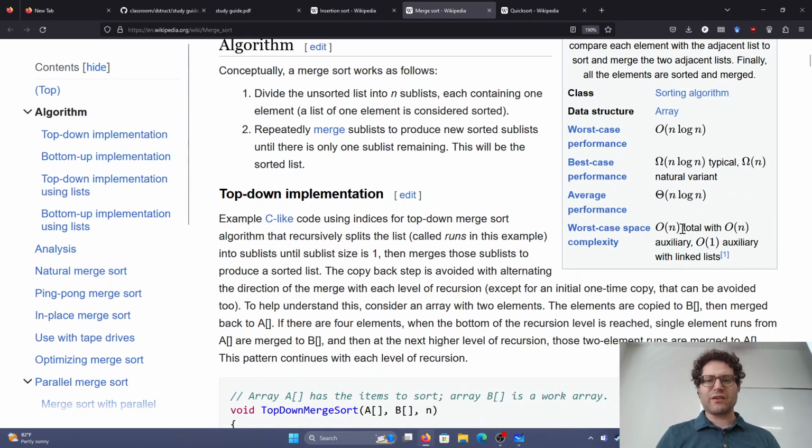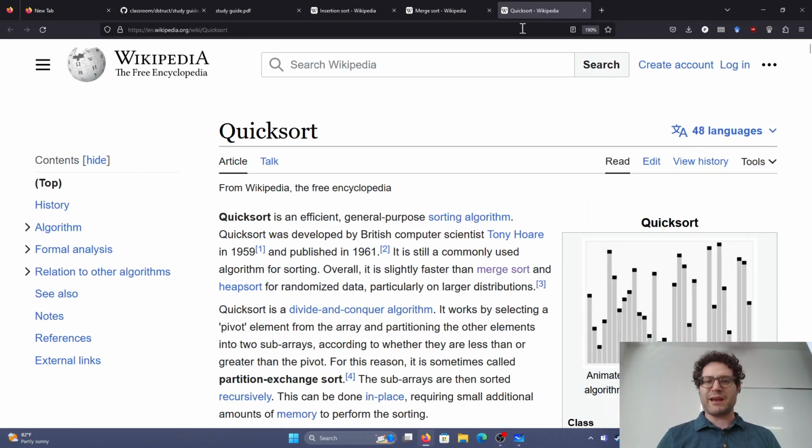is that it uses O of n auxiliary space complexity, unless you're explicitly writing it to work only with linked lists. Linked lists you can move around with constant time, it uses constant space. But if you're making it in general, and we always think about these using arrays or array lists in general, then it needs extra space.